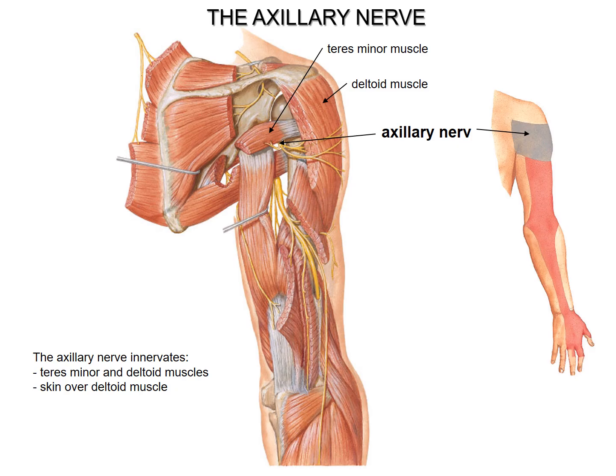In the posterior scapular region, the axillary nerve terminates by dividing into 2 branches, anterior and posterior. The anterior terminal branch provides motor innervation to the deltoid muscle. The posterior terminal branch provides motor innervation to the teres minor muscle and innervates the skin over the inferior part of the deltoid. The axillary nerve also provides articular branches to the shoulder joint.